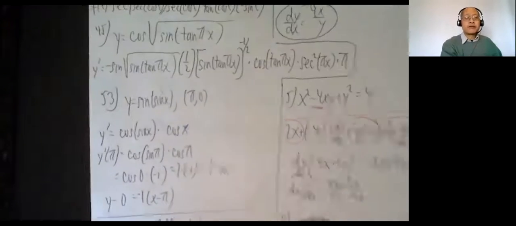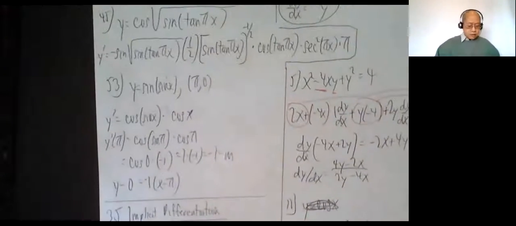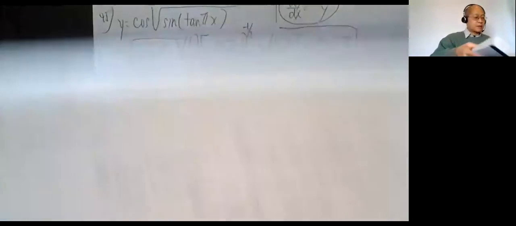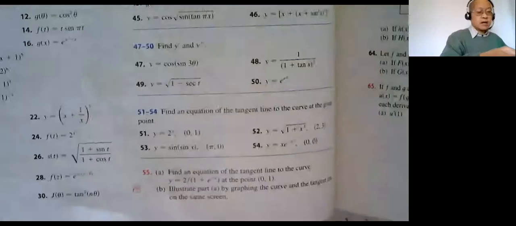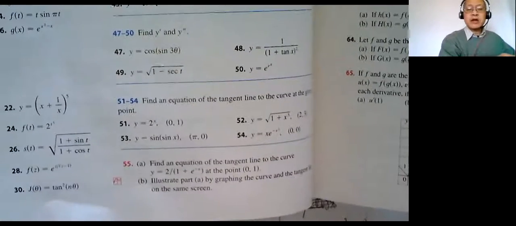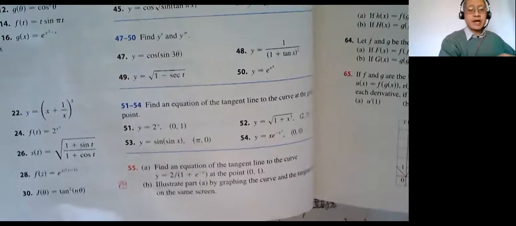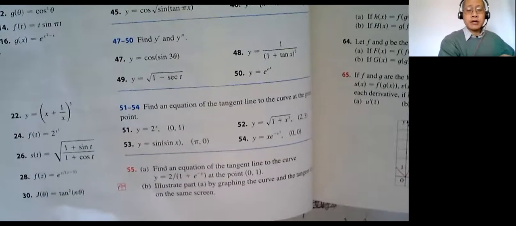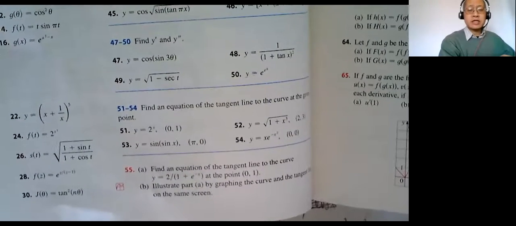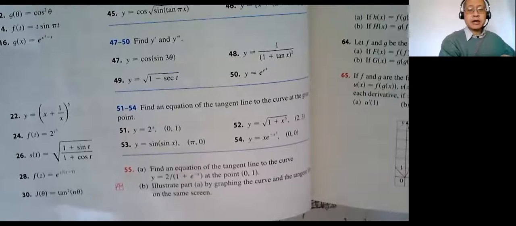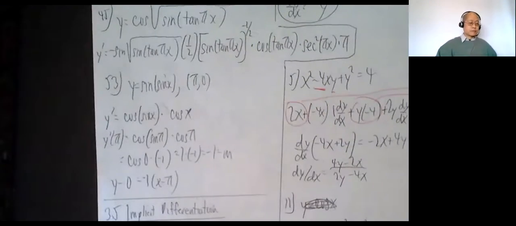All right, I want to show you 53. It's a function of a function, but it happens to be the same function. So 53: find the equation of the tangent line. We know what that's about. It's going to happen over and over and over in the class, right? Sine of sine x, and the point is pi comma 0.